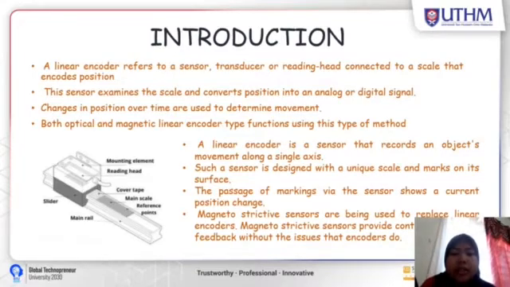Okay, a linear encoder is a sensor that records an object's movement along a single axis. Such a sensor is designed with a unique scale and marks on its surface. The passage of the markings past the sensor shows a change in the current position. Magnetostrictive sensors are being used to replace linear encoders. Magnetostrictive sensors provide control and feedback without the issues that encoders have.